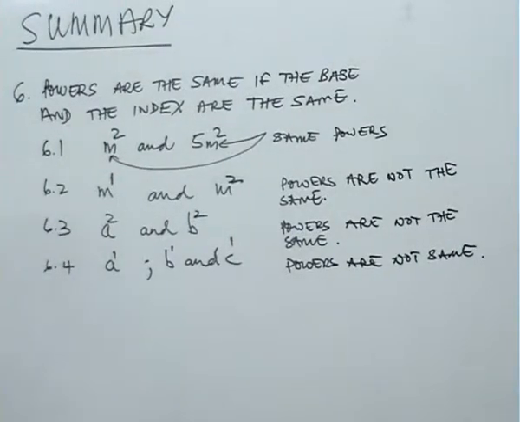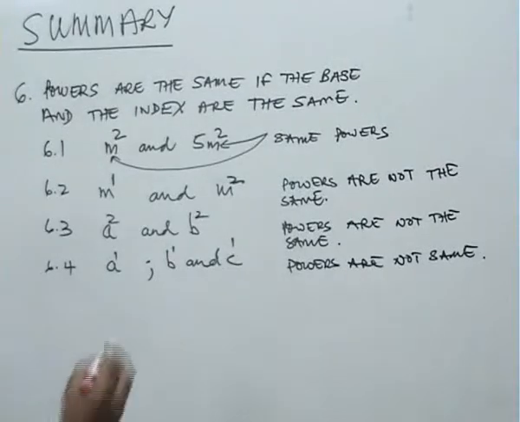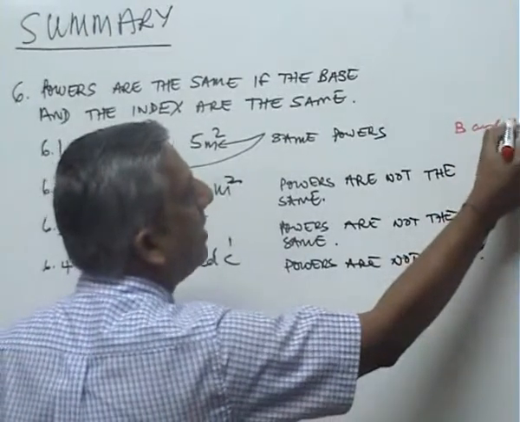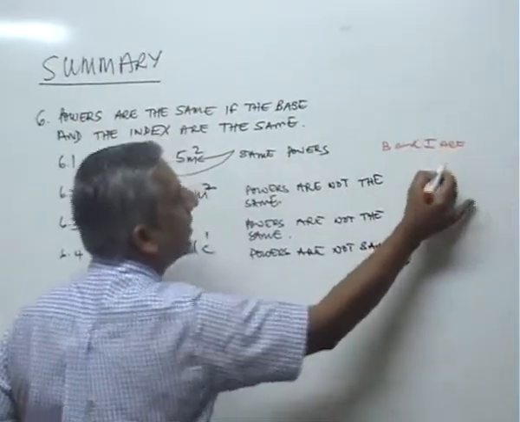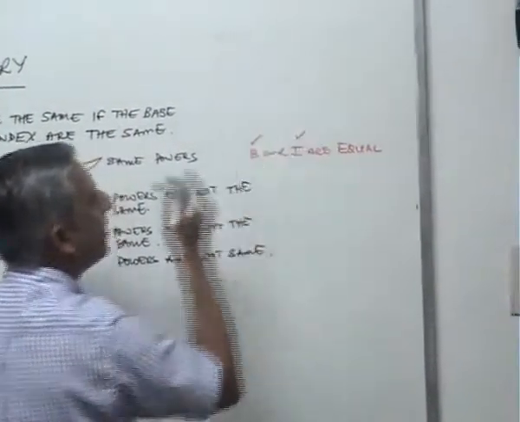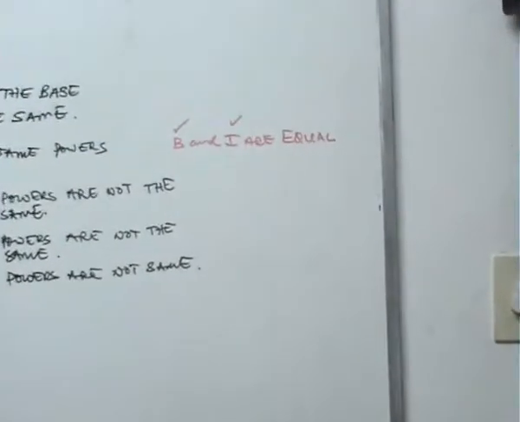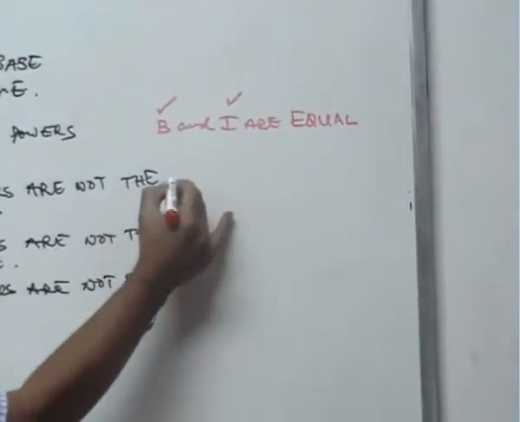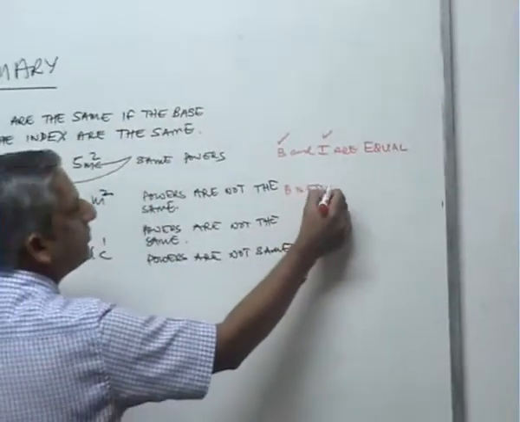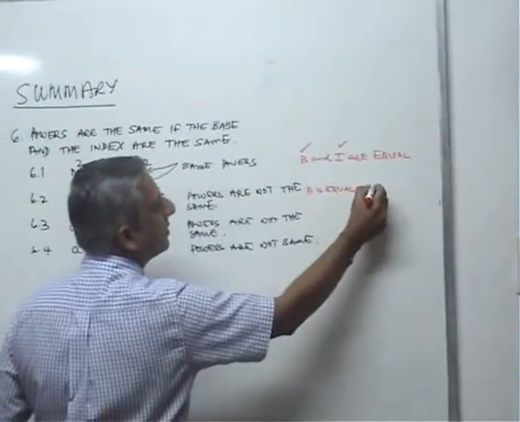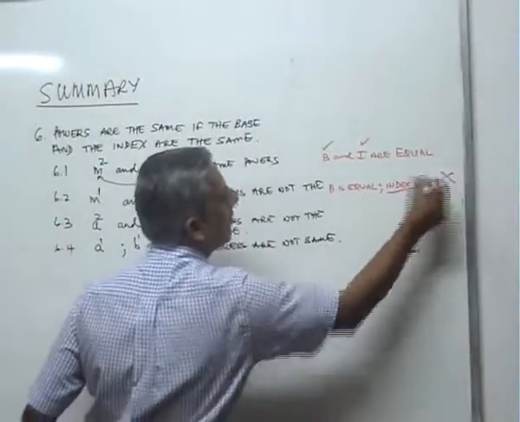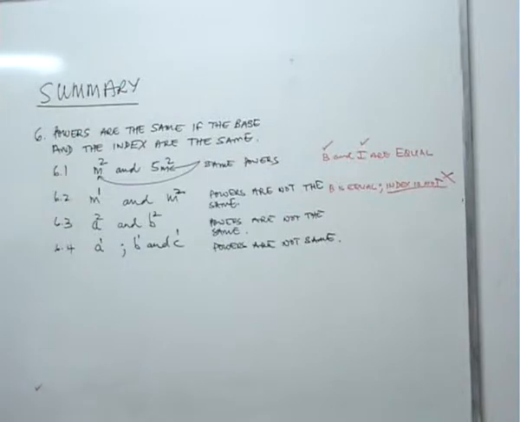So let's come back to these examples. So here the powers were the same because the base and index are equal. So you've got to check two things. The base must be equal and the index must be equal. Here, the base is equal, but the index is not. Therefore, the powers are not the same.